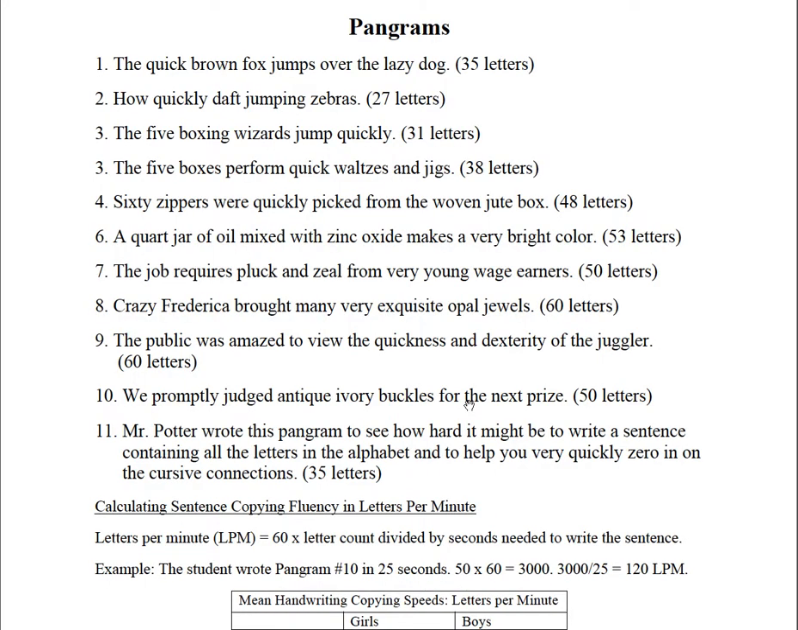here are some pangrams. A pangram is a sentence that uses all the letters of the alphabet, and I show how you can determine the student's copying fluency. By the way, kindergartners should be able to copy the alphabet at 40 letters a minute. Write it from memory, but the copy speed is going to be slower.